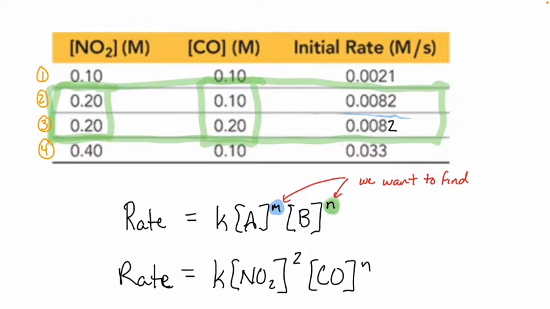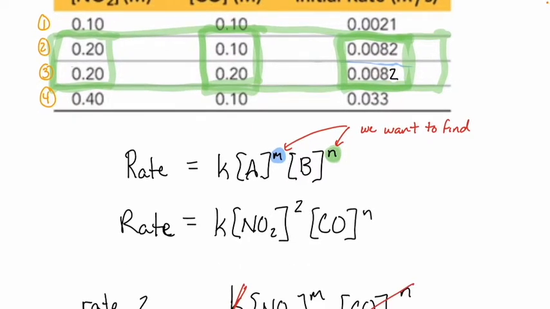0. Why is it 0? Because the rate's not changing, right? Despite the fact that the carbon monoxide concentration is changing, my rate is not changing at all, meaning it must be independent of that carbon monoxide concentration. So this term here can't be there because it's clearly not dependent on that concentration at all. So the only way that would make sense is if n was a value of 0.